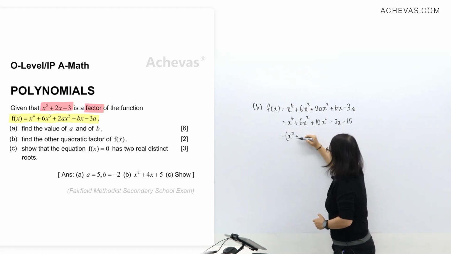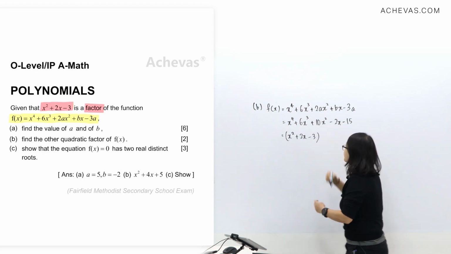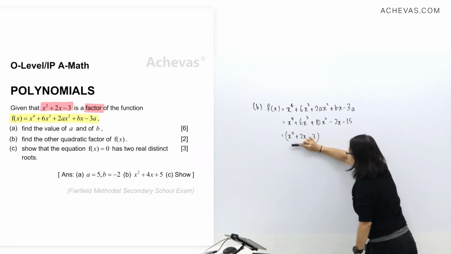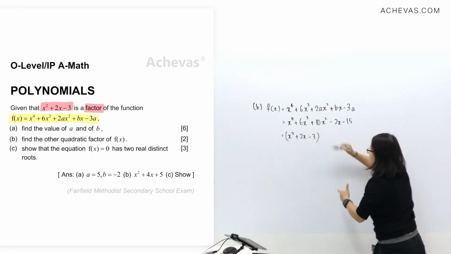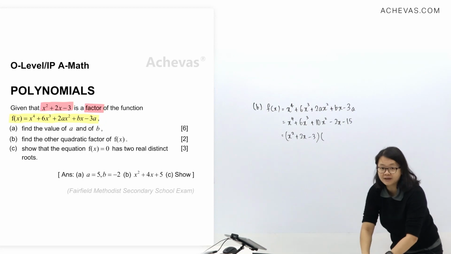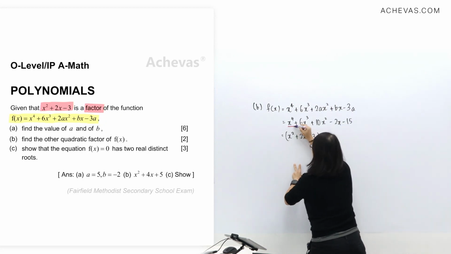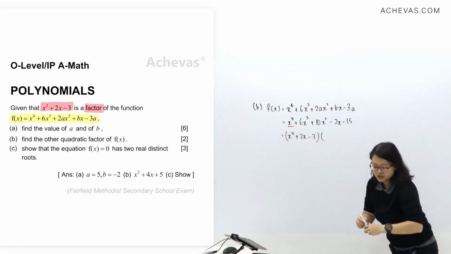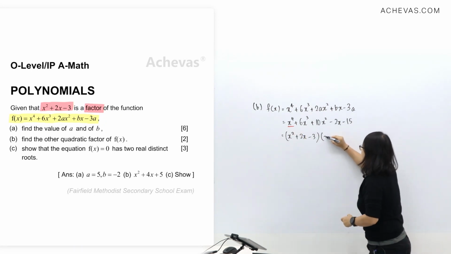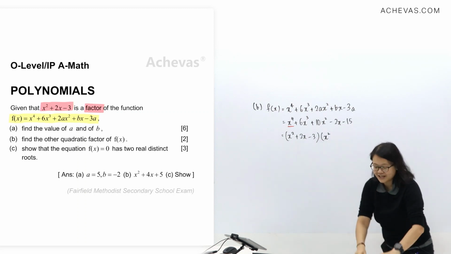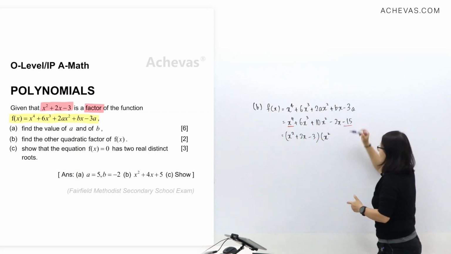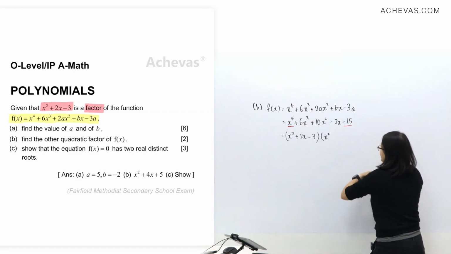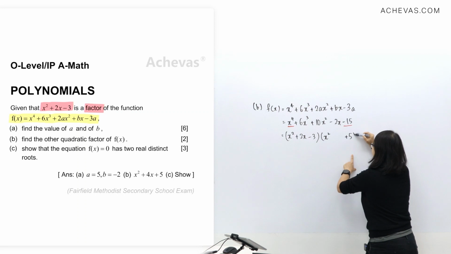x squared plus 2x minus 3. So this line is power 4. If I have a quadratic factor here, I'll have another quadratic factor here. I'm going to straight away check: x squared times x squared will give you this x power 4, so this one here must be x squared. Now let's check the constant. This -3 needs to multiply by a +5 to give me -15.